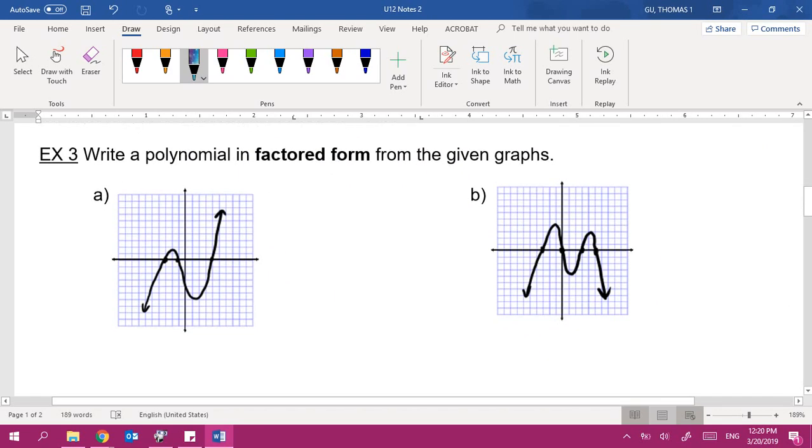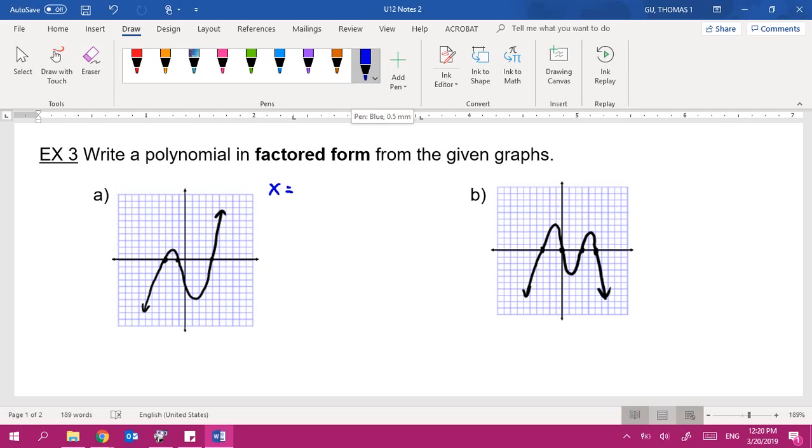In example 3 on A, how many solutions are there to this graph? 3. How'd you know that? There's 3 points where it crosses the x-axis, right? Because remember, x-intercepts are your solutions. So what can I say? X equals what?